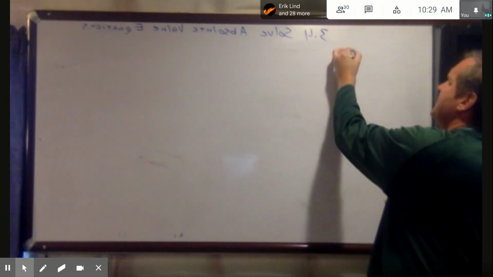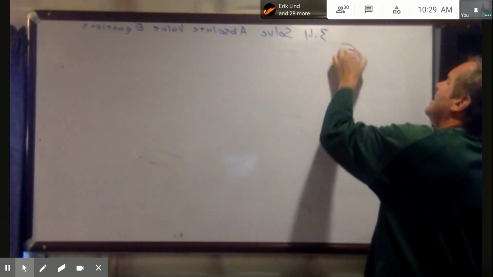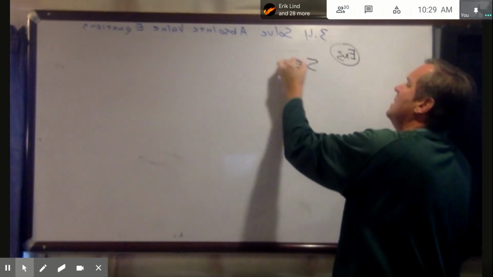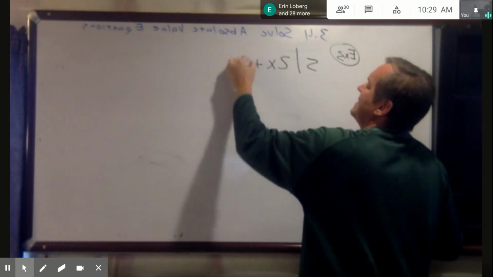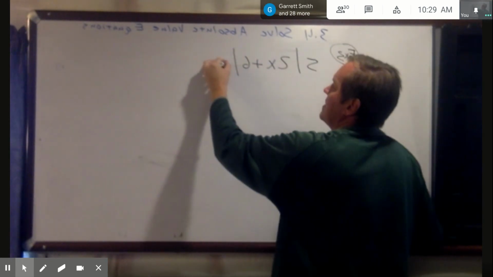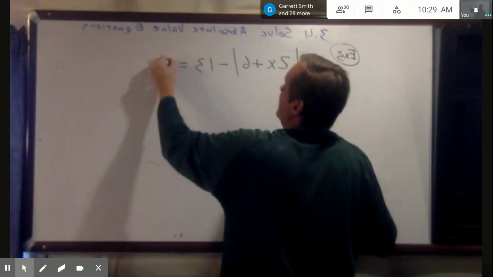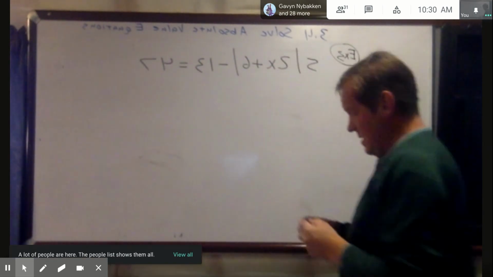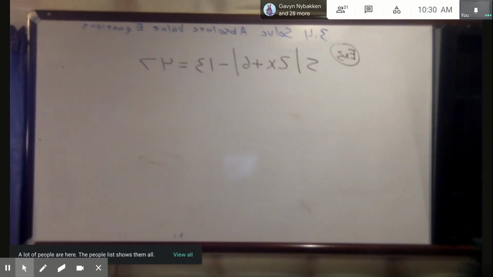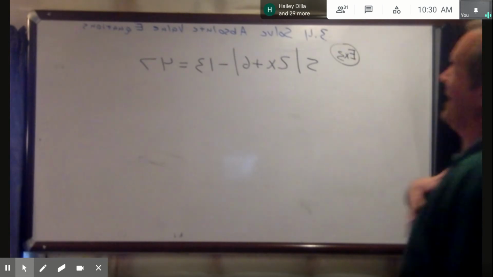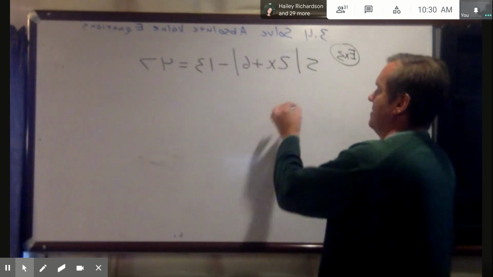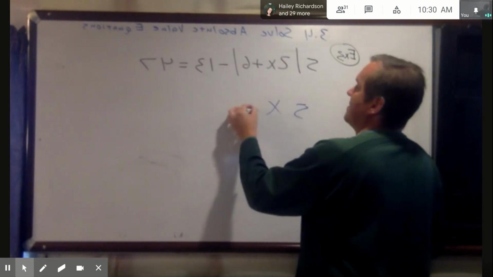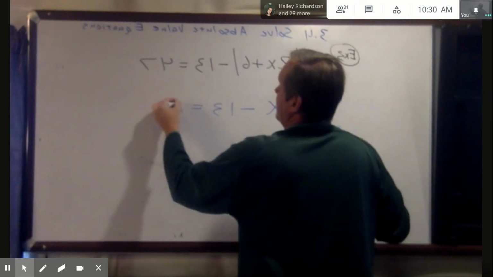Example 3. I got 5 times the absolute value of 2x plus 6, minus 13 equals 47. I'm going to write something on the board. I don't want you to write it down, but I want you to think about it like this. Think of this absolute value like a giant x. So 5x minus 13 equals 47.